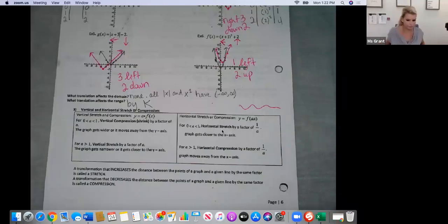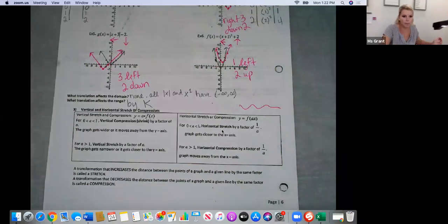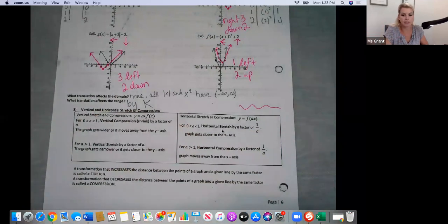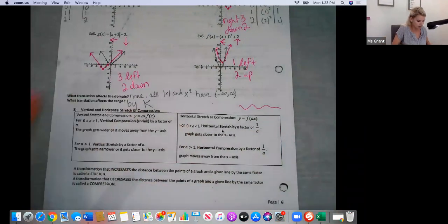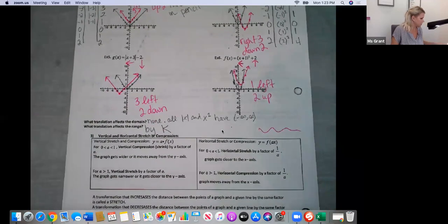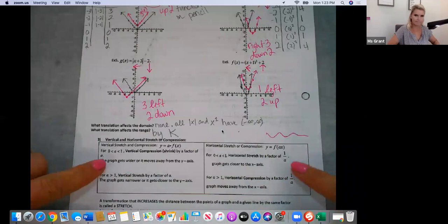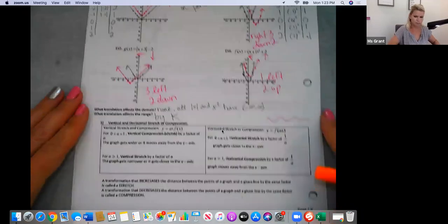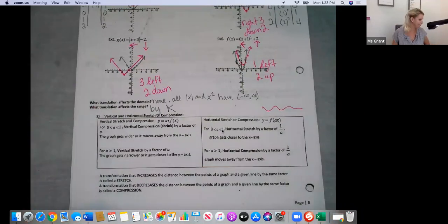Okay. All right. We are doing the second half of 1.2. We are going to talk about transformations with absolute value functions and quadratic functions. So something that I want to bring up here is we're starting right here in notes. So you should be right here. This is what we're used to seeing.